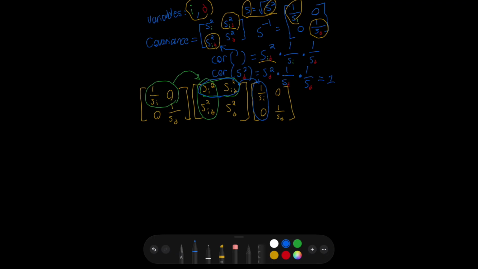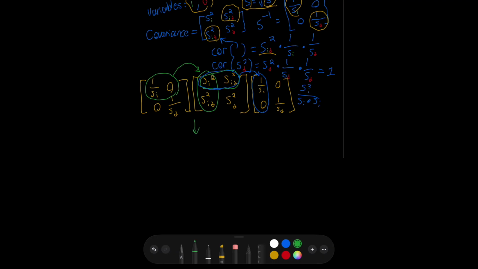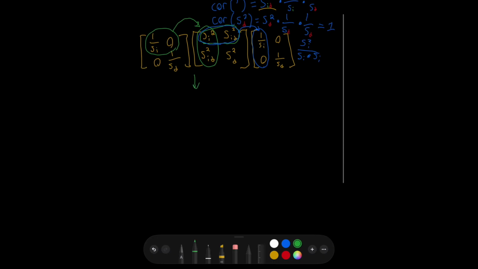And you'll see that there's a lot of zeros here. So what you're going to end up with is just S squared sub I divided by S sub I times S sub I. And so to illustrate that, I'm just going to do this first matrix multiplication followed by the second here, just so that we can get everything all done up nicely.